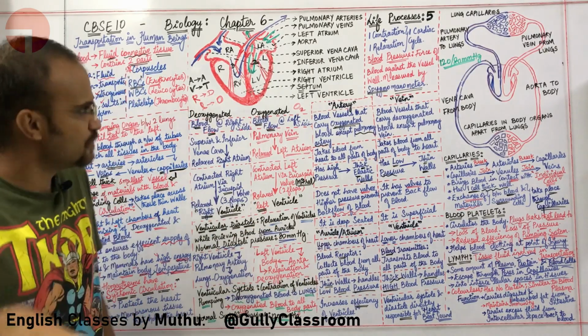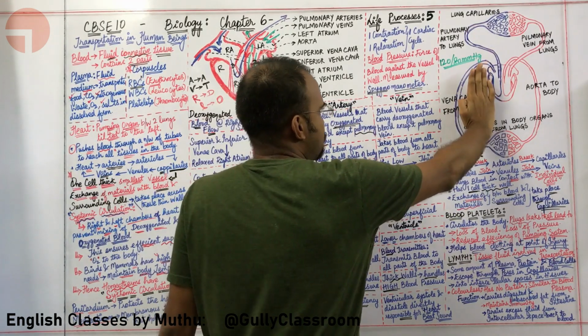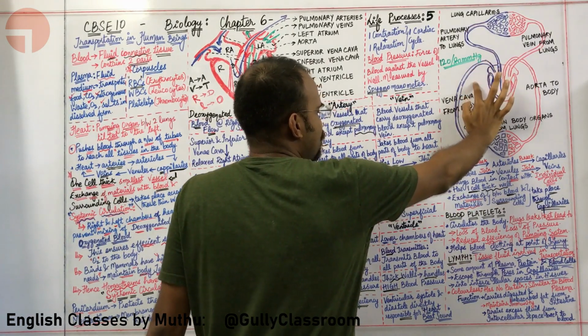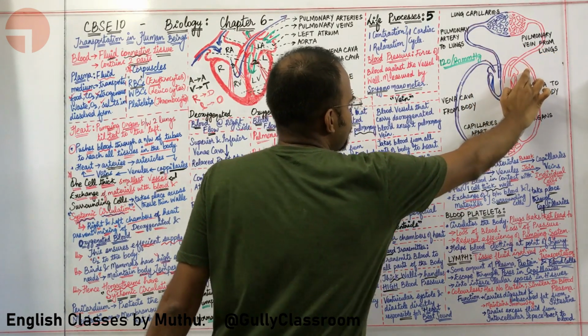That is accomplished by systemic circulation, where deoxygenated blood is kept separately in the right side of the heart. Oxygenated blood is kept separately in the left side of the heart.